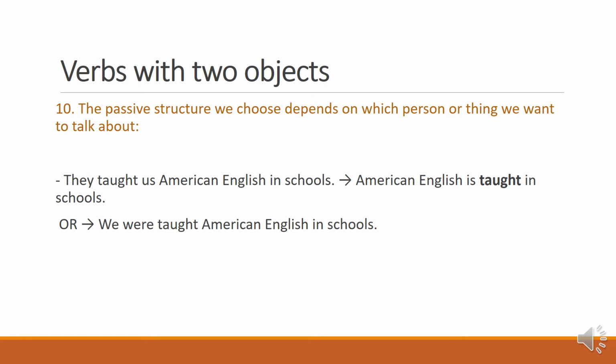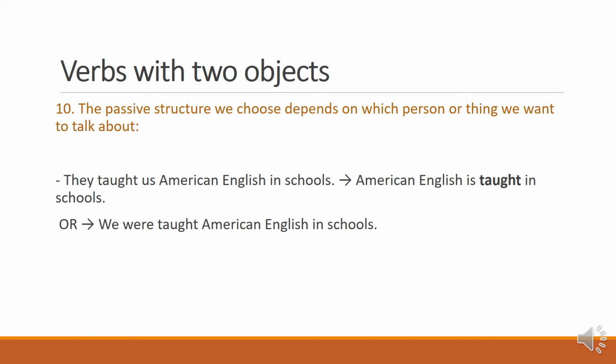Rule number 10 is, the passive structure we choose depends on which person or thing we want to talk about. For example, they taught us American English in schools. In the passive, American English is taught in schools. Or, we were taught American English in schools. And this depends on which person or thing we want to talk about.